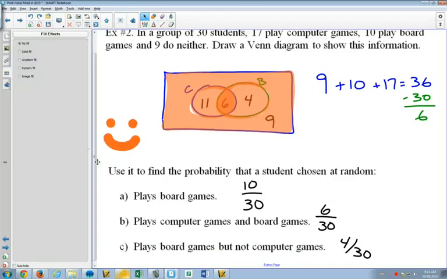What are our chances of playing board games? Well, now there's 10 out of 30. That one was easy. Computer games and board games, we can figure this to be 6 out of the 30. And plays board games but not computer games. So we have to find the board games, has to be in the board game circle, and not the computer games is only going to be 4 of them.